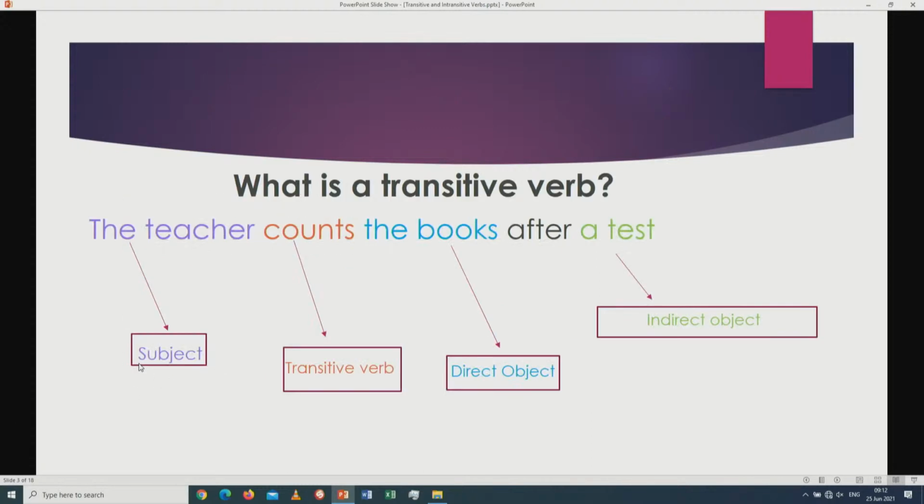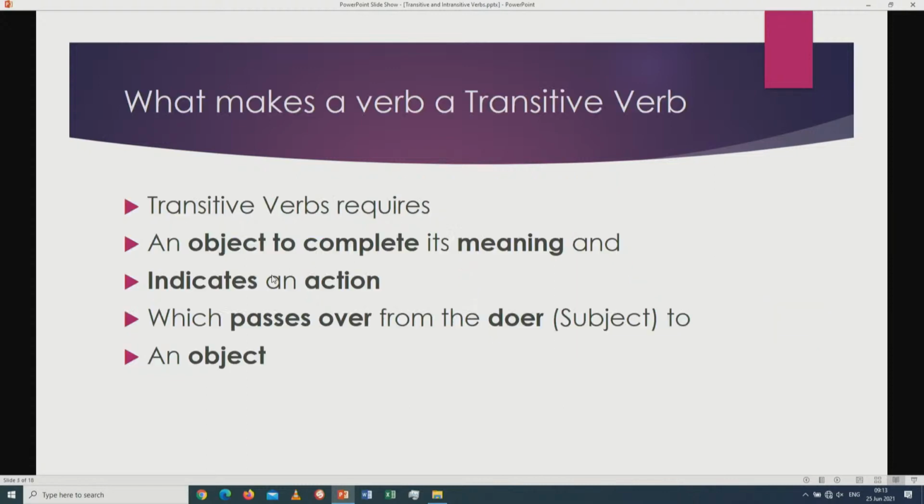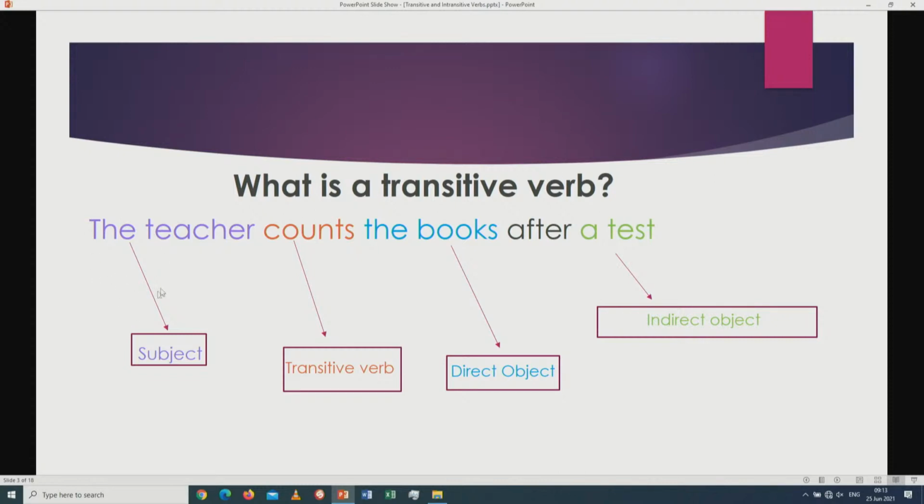Now let's go back to the previous one. We said a transitive verb requires an action from a doer that carries over onto an object. Let's go back and see if you understand that. A transitive verb requires an object to complete its meaning and it indicates an action which passes over from the doer to the object. Let's go back. So the subject is the teacher. The object is the books, which becomes a direct object. And then the verb counts becomes a transitive verb because it has a subject that has an action that carries over onto an object.